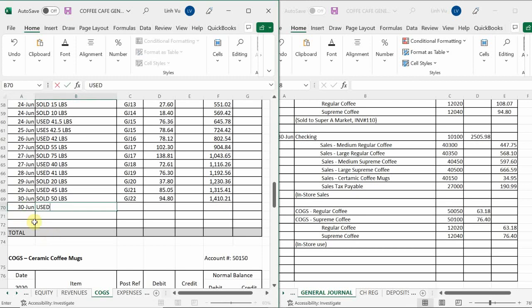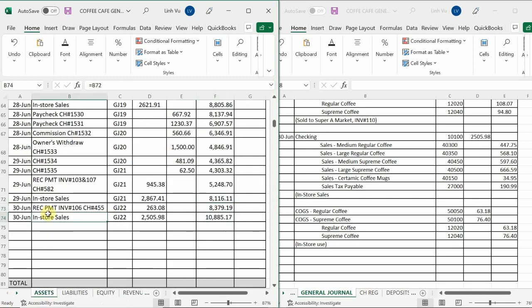For Supreme, we used the 40 pounds on page 22 for $76.40. And grand total is $1,486.61. Good. And then we go to the asset to update the inventory.